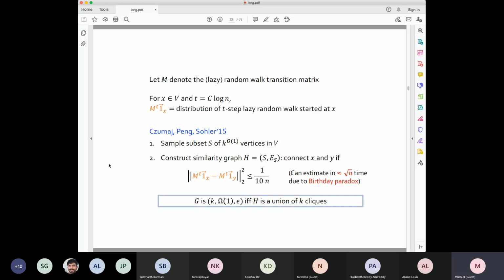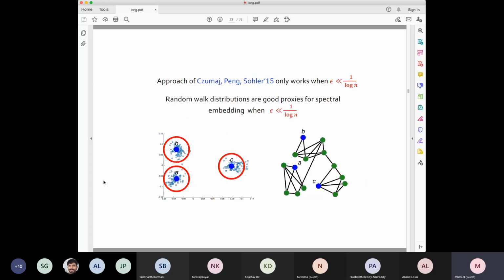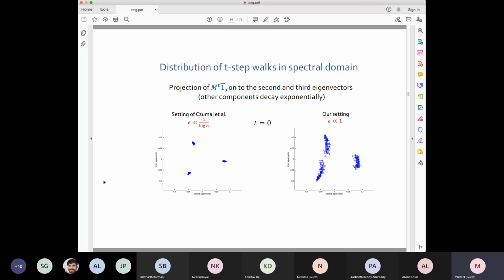All right, good. So this works, but this only works when the clustering is extremely pronounced, namely when epsilon is at most inverse polynomial in k and at most 1 over log n. Good. So why is that the case? Well, basically, one can observe that if the clustering is so pronounced, that is, epsilon is much smaller than 1 over log n, then basically the distributions of short random walks are just a very good proxy for the spectral embedding of the graph. And let me illustrate this by picture.